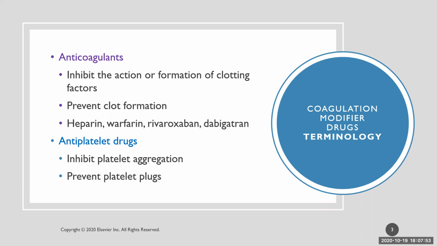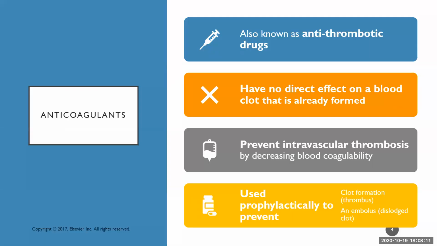The anticoagulants work in the coagulation cascade. The antiplatelet drugs do not affect coagulation that way. They affect the platelet. They prevent platelet plugging, and that's our aspirin and clopidogrel. So these drugs are also known as antithrombotic drugs.